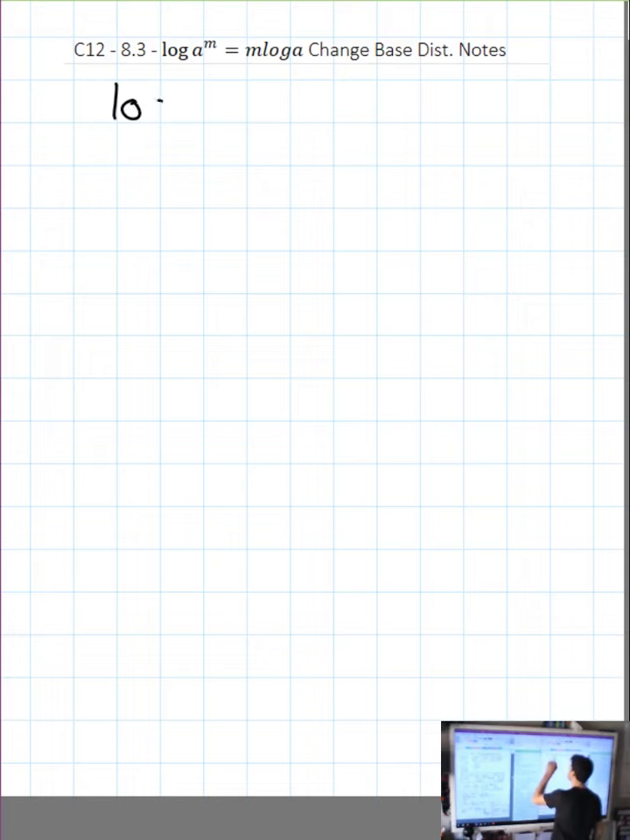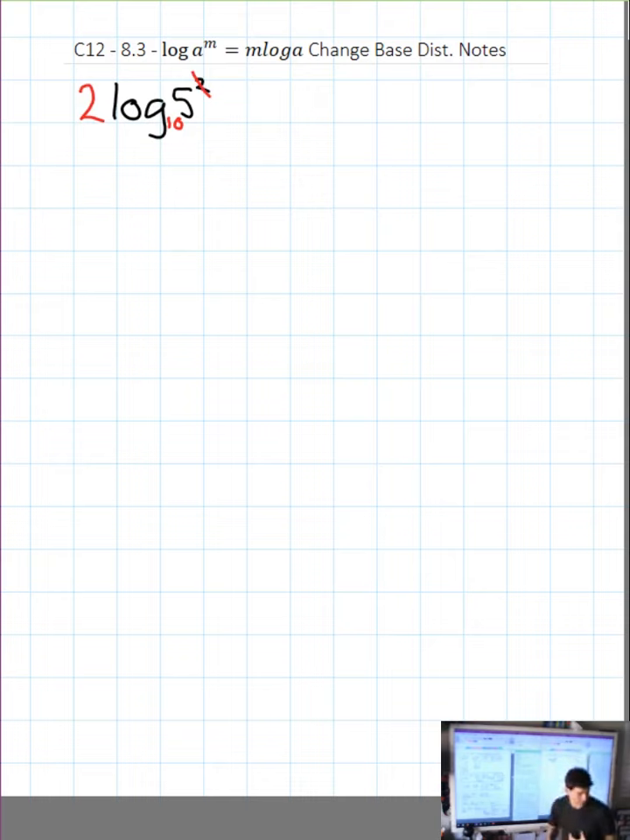So let's start off with log 5 squared. Now you may be asking, what's the base? If you don't see a base, it's a 10. We are not worried about that right now. We are learning a rule that if I have an exponent, I can bring it down to be the coefficient.